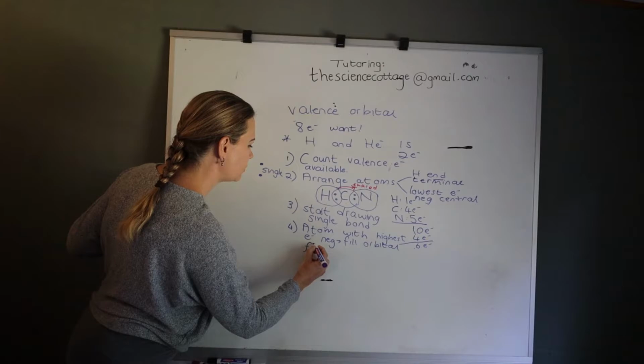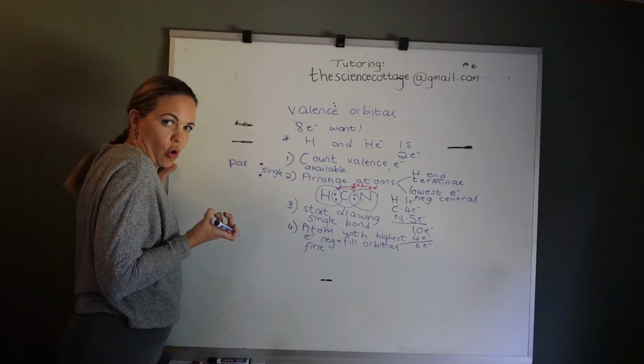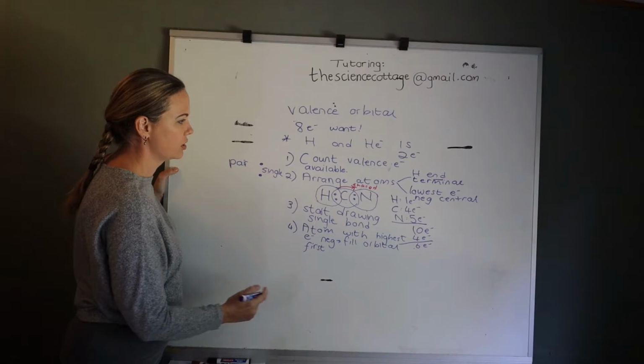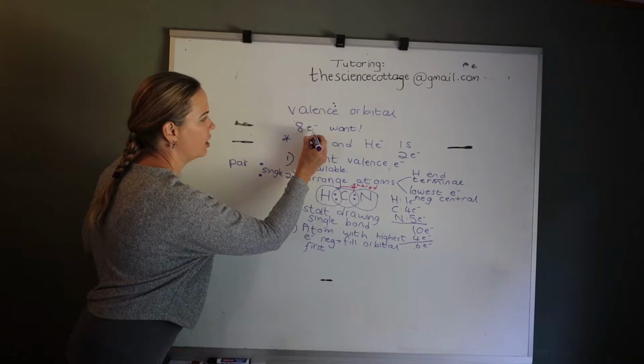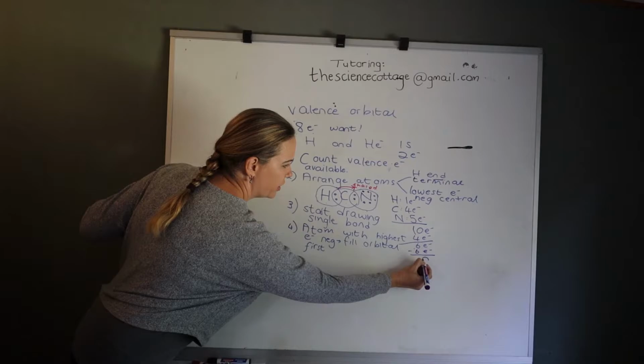You can remember this step by remembering that electronegativity is the way that an atom is able to draw or to attract electrons. And nitrogen has a higher electronegativity, so we're going to draw the electrons around the nitrogen first. We're going to use electrons that are left until nitrogen has got 8. 1, 2, 3, 4, 5, 6 electrons that we've used. So now there are none left.